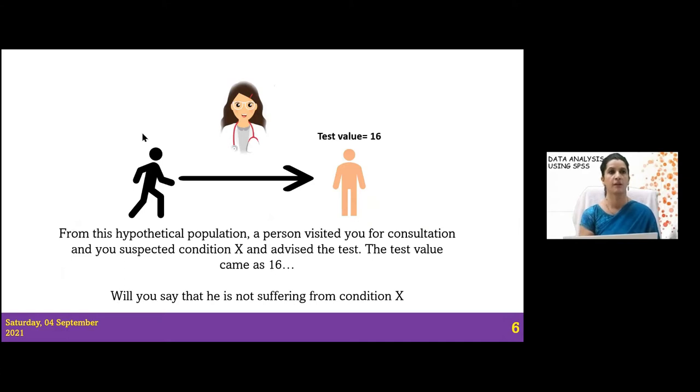So now the same example, from this hypothetical example, if a person visited you for consultation and you suspected X and advised the test, and the test value comes as 16. So will you say that he is not suffering from condition X? Can you say that? Because we have set the cutoff there based on those pictures that more than 20 will be suffering from the disease. There is a chance, there is a probability. And if it is less than 20, that person will not be having the disease.